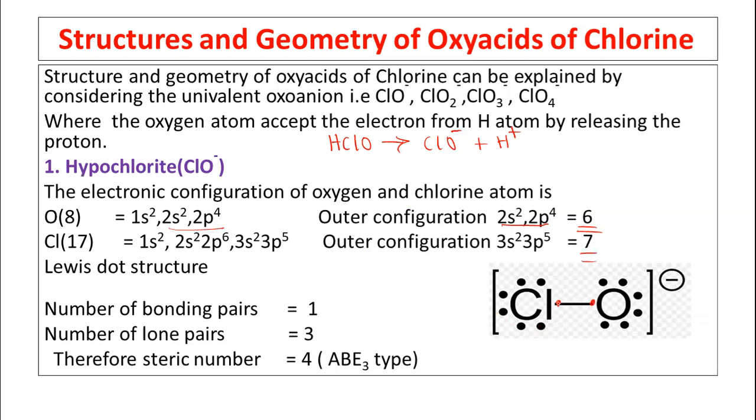So the number of bonding pair electrons is only 1. The number of lone pair electrons on the central atom is 1, 2, 3. Therefore the steric number is equal to 1 plus 3. So this is a molecule of the type AB E3, where the number of lone pair electrons is 3. As the steric number is 4, the expected geometry of the molecule is tetrahedral.